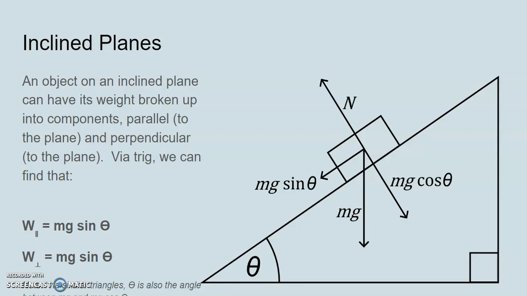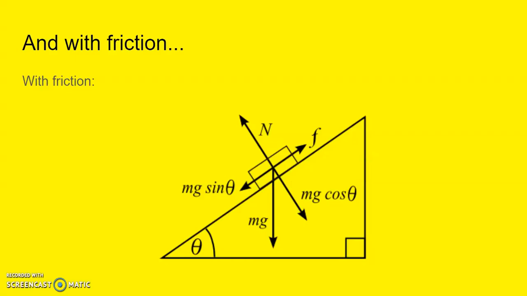So this is something you don't want to have to reason through every time you see a problem. If you have a problem set up such that you know the angle with respect to horizontal is theta, then you can say with certainty that the parallel weight pulling it down the plane is mg sine theta, and the component holding it on is mg cos theta. And if, of course, you have friction, that acts opposite the direction of motion.